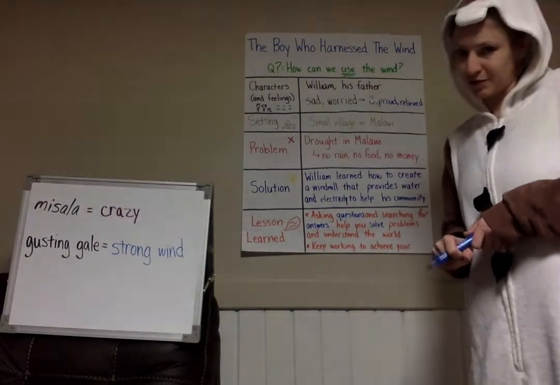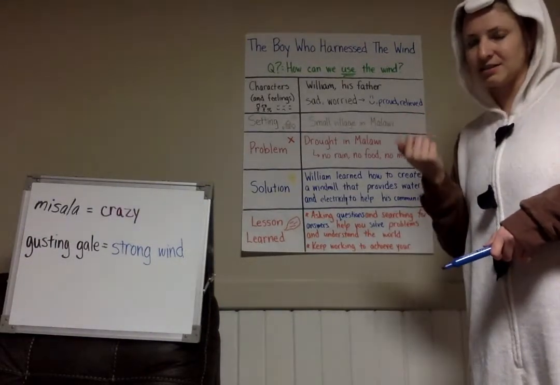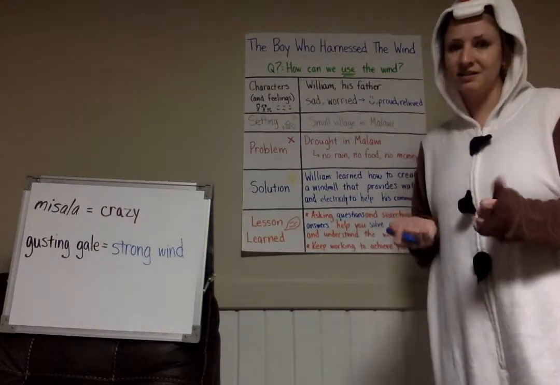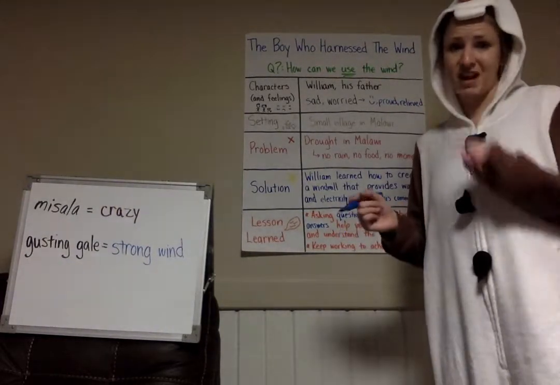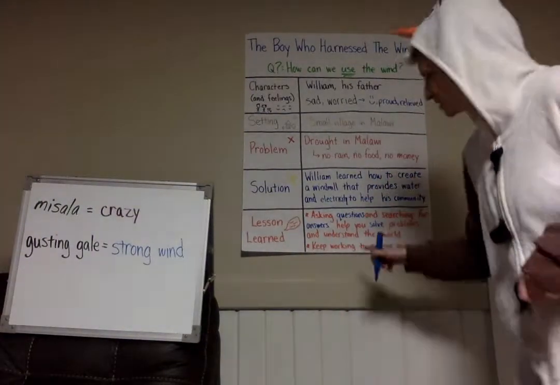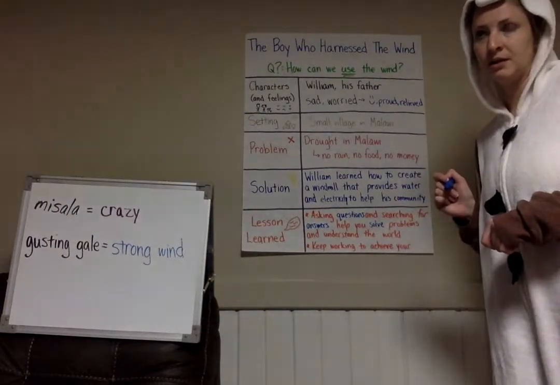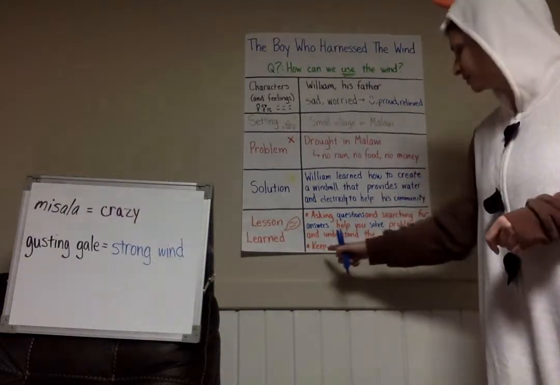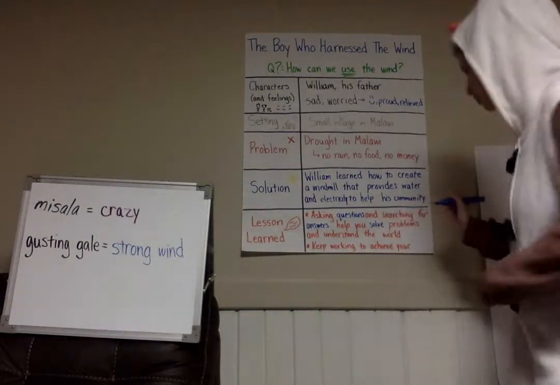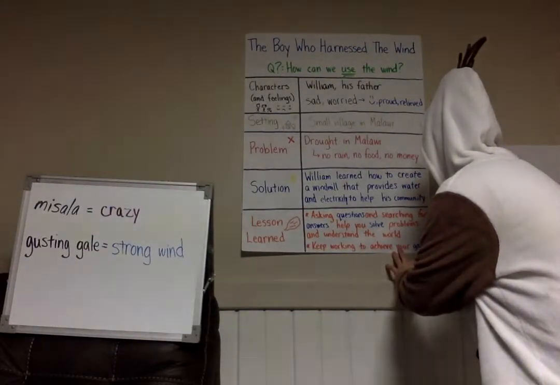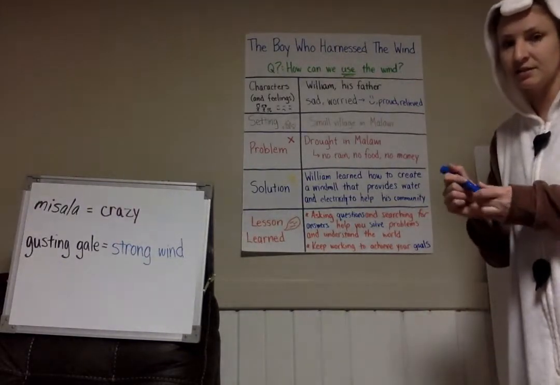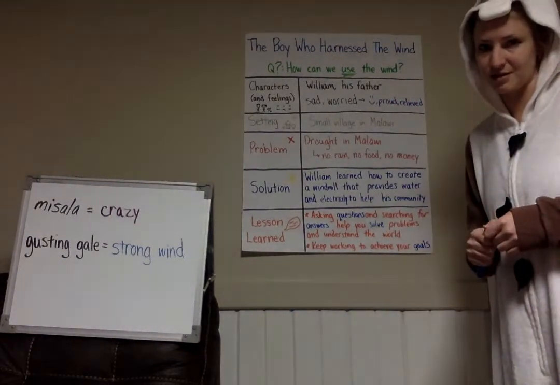The other important lesson from this story that I think we can learn is even when those people were laughing at him, calling William crazy, making fun of him, did he give up? Absolutely not. He kept on working. He didn't give up so that he could achieve his goals. So what can we learn? We can learn to keep working to achieve your goals or your dreams. So those aren't specific things that happen in the story, but they're things that we as readers can learn from what William did in this story.